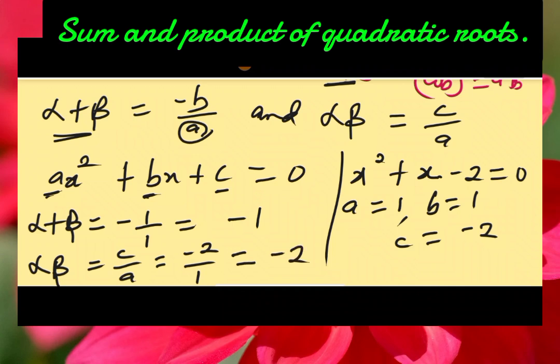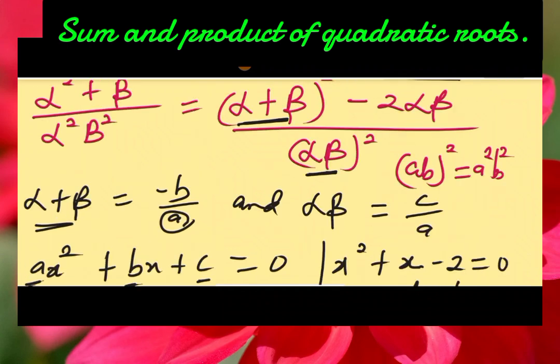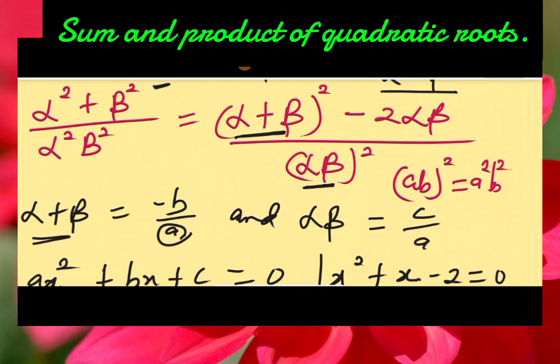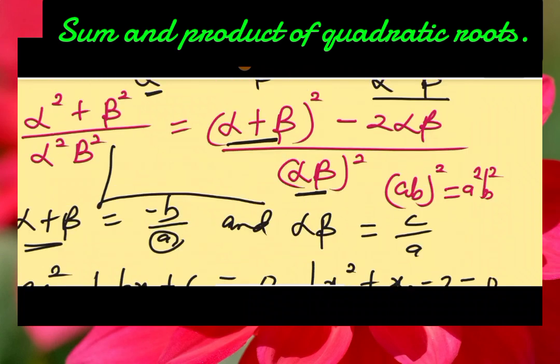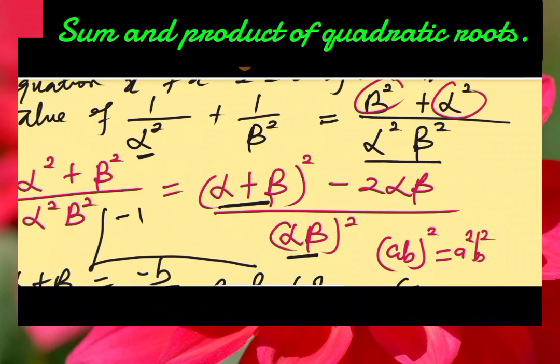Very interesting. Now what next? Slot them in the what? In the equation. What is the equation here? The equation is alpha plus beta. Let me use this small place. We got the sum alpha plus beta as minus 1. So I have minus 1 squared.